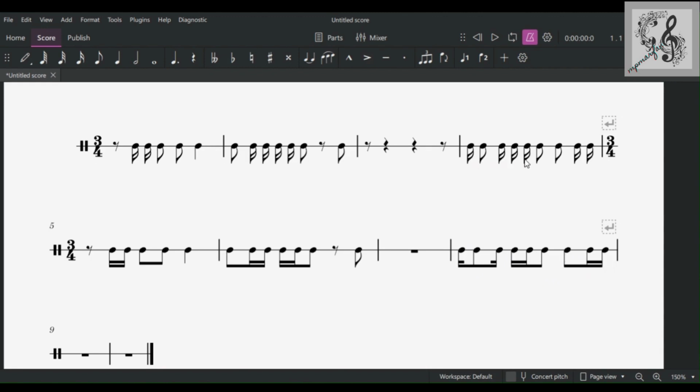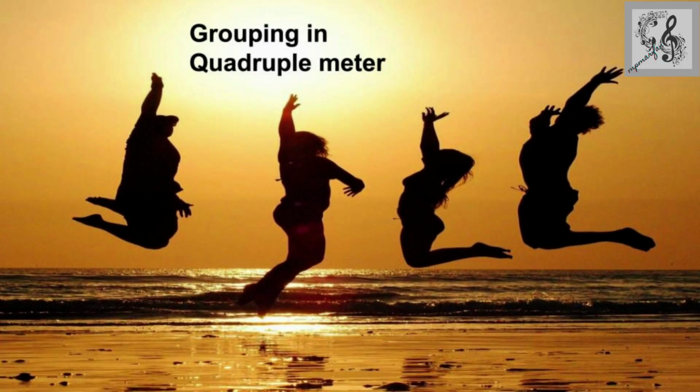Here you could get lost. Which one am I on? This one, this one. The grouping: 1, 2, 3. Yeah, it's much easier to read. Hence, grouping. Grouping in 4/4 time signature.